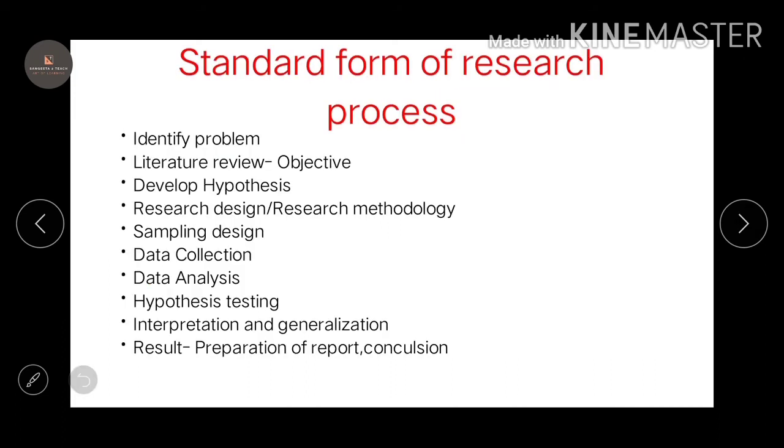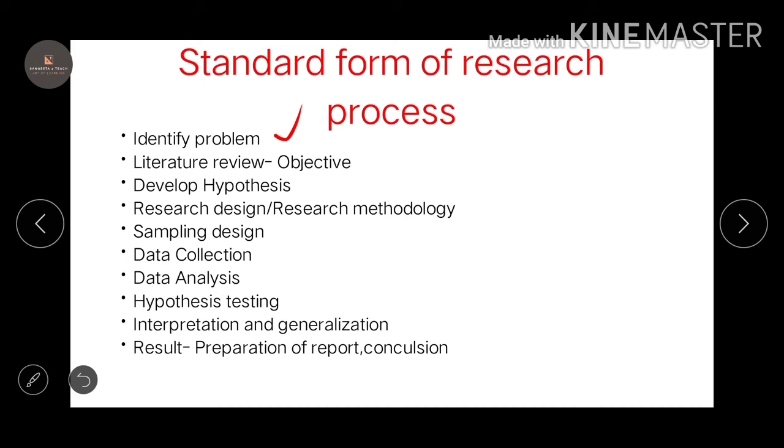Right. What is the standard form of the research process? See, when you are doing any research, the first thing is you try to find out what the problem is. So you have to clearly define what actually the problem is. Identify the problem. Clearly write the statement, this is the problem and why this problem is there. Try to have a clear idea what actually the problem is.